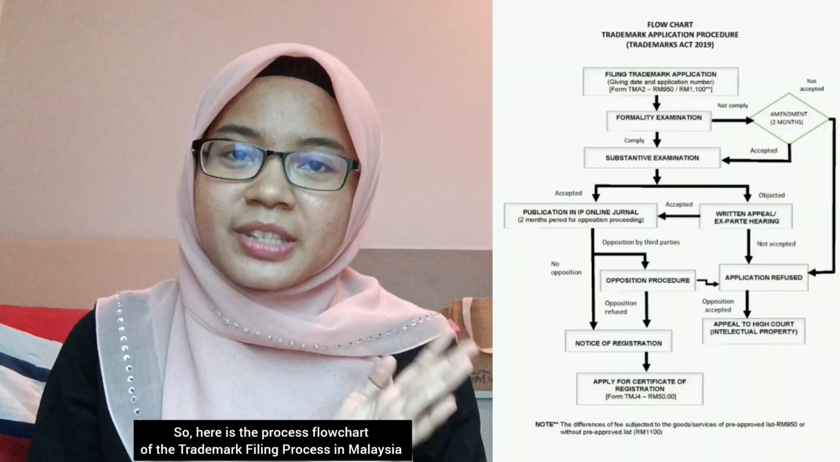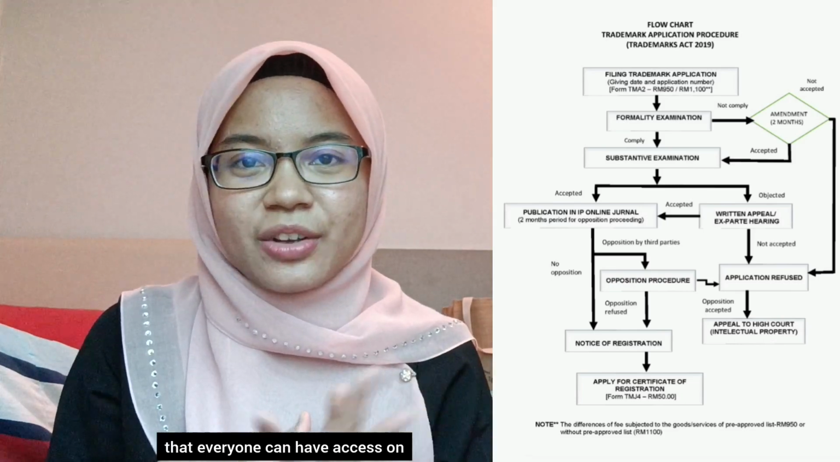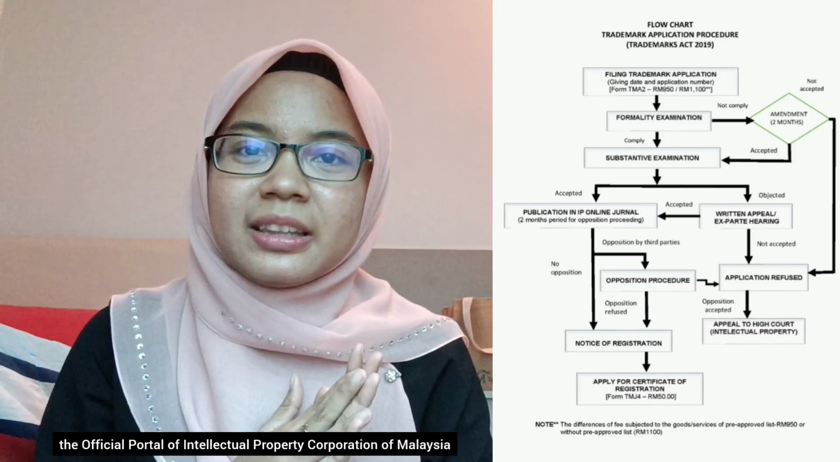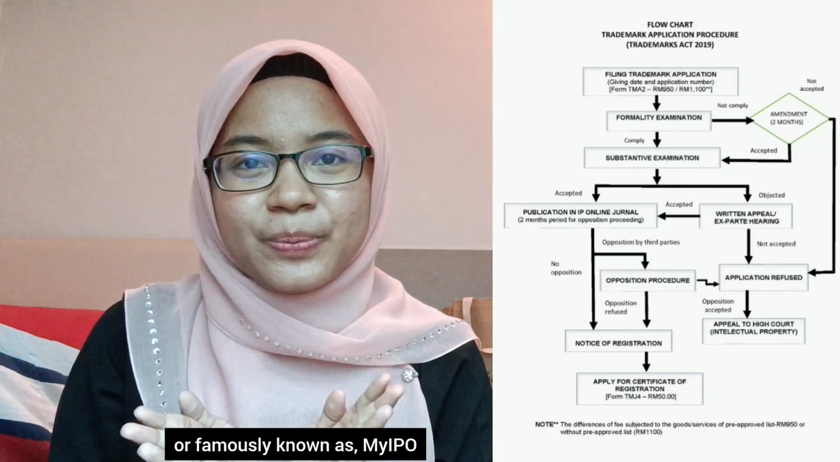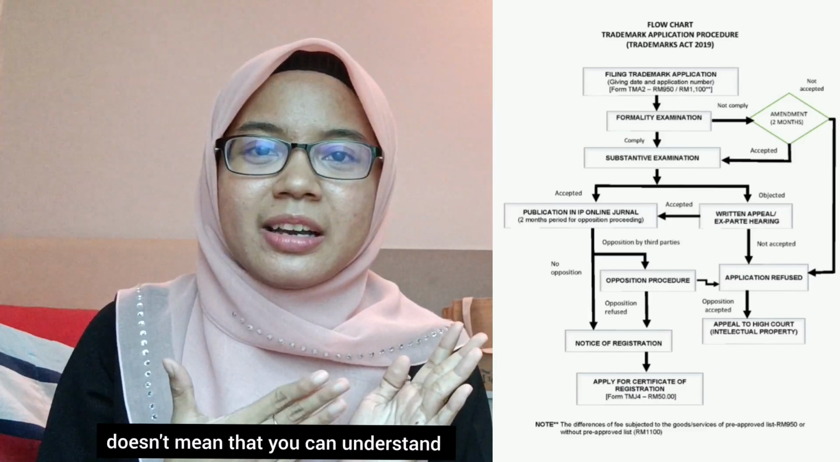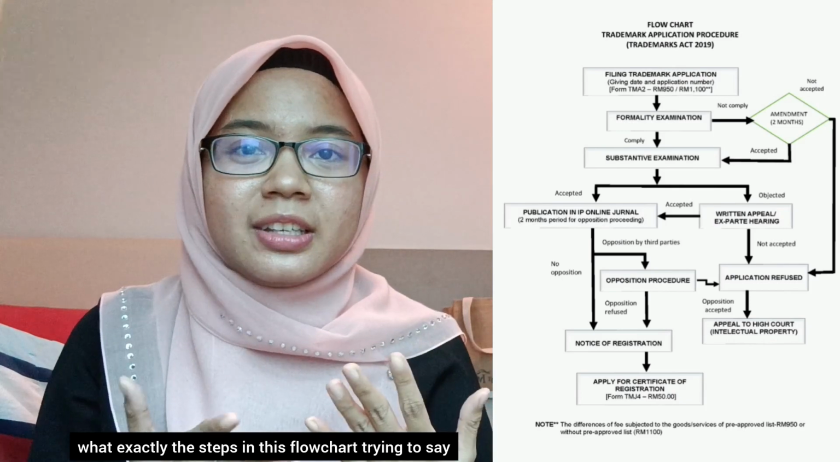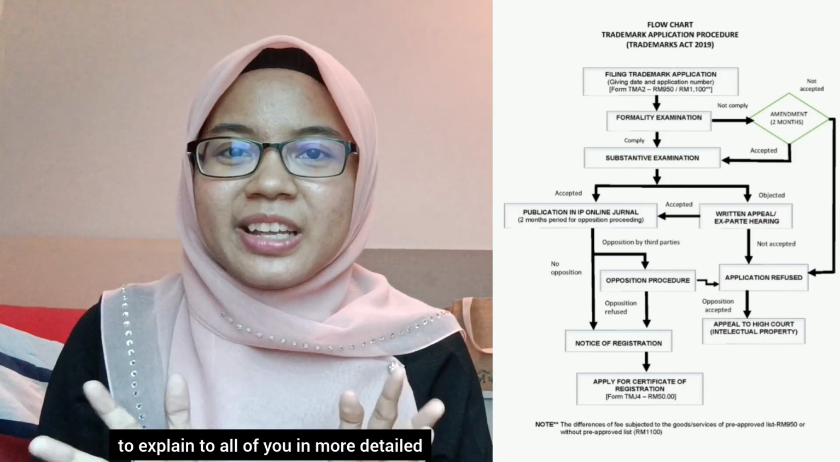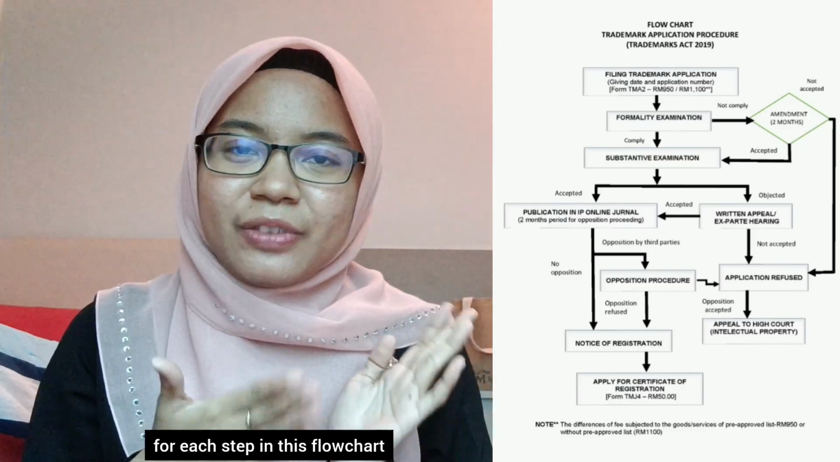So here is the process flowchart of the trademark filing process in Malaysia that everyone can have access to on the official portal of the Intellectual Property Corporation of Malaysia, or famously known as MIPO. But even if you can see this flowchart, it doesn't mean that you can understand what exactly the steps in the flowchart are trying to say. So that's why I'm here to explain to all of you in more detail each step in this flowchart.